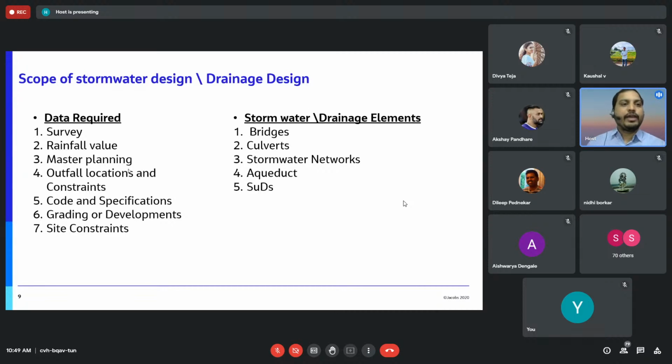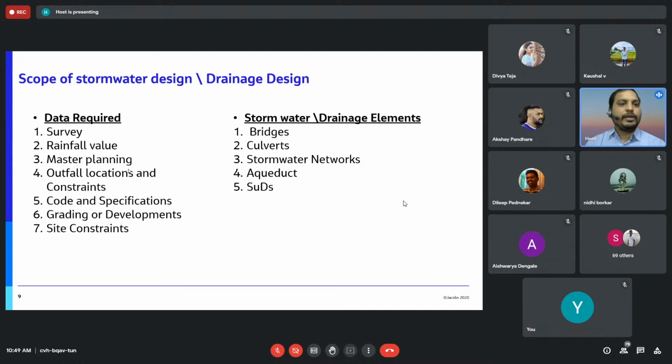So when we are designing anything for a specific region like the Middle East, NZ, or the US, we need to study the codes and specifications, what specification that country adopts.